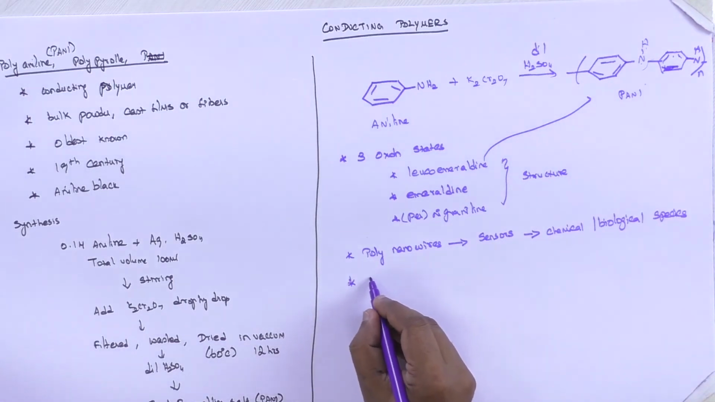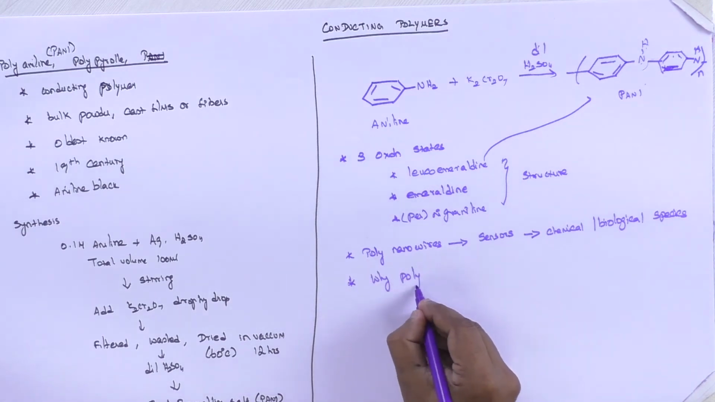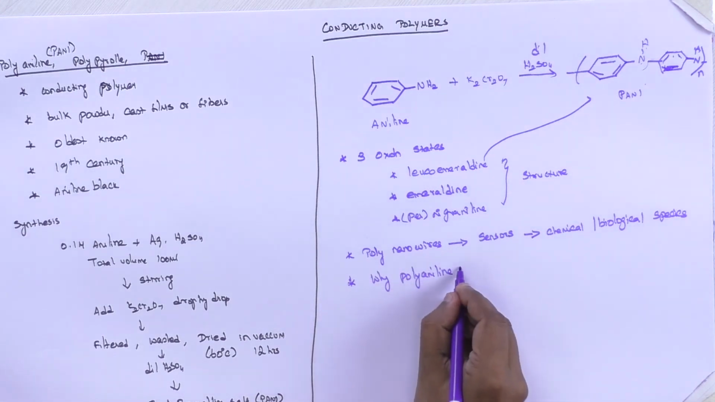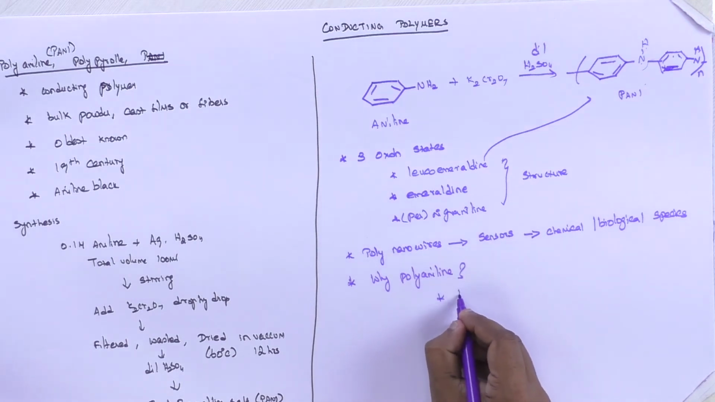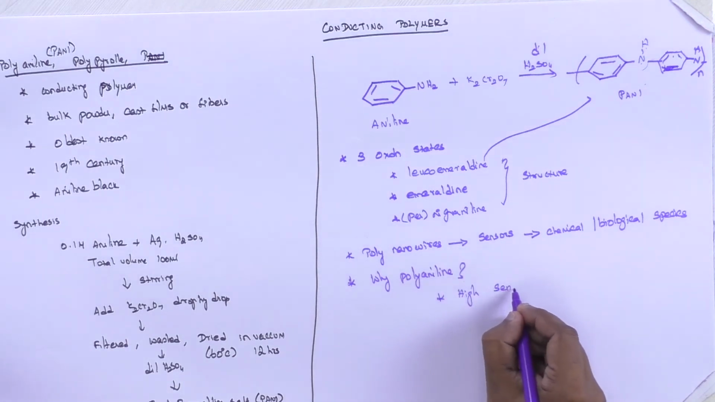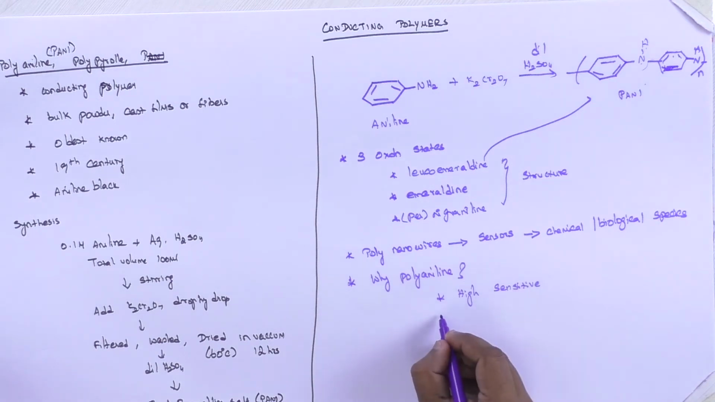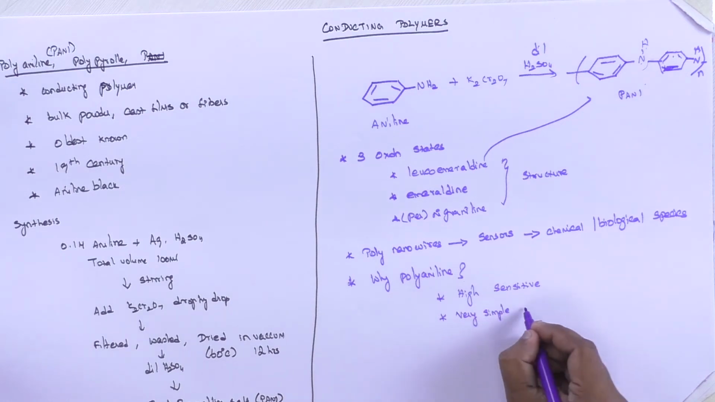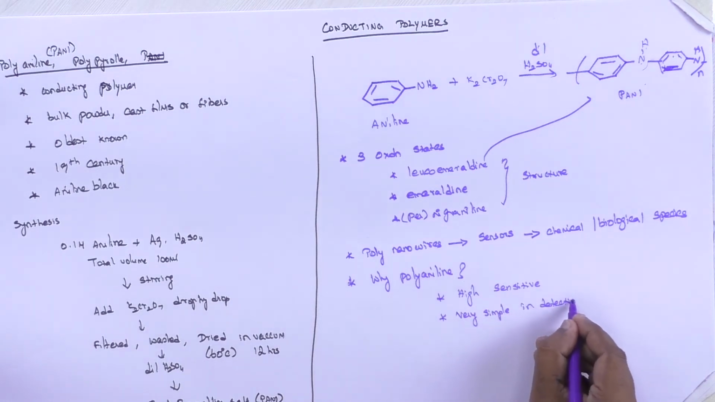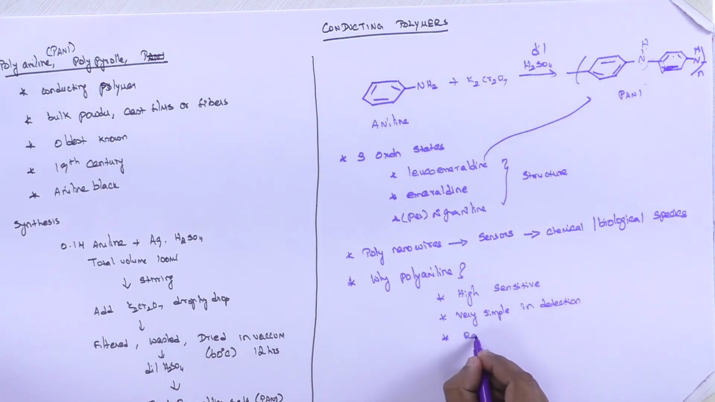Why do we need polyaniline? One, it is highly sensitive. Second, it is very simple in detection. Third, it is rapid, flexible, and easy to synthesize. For all these reasons, we use polyaniline.